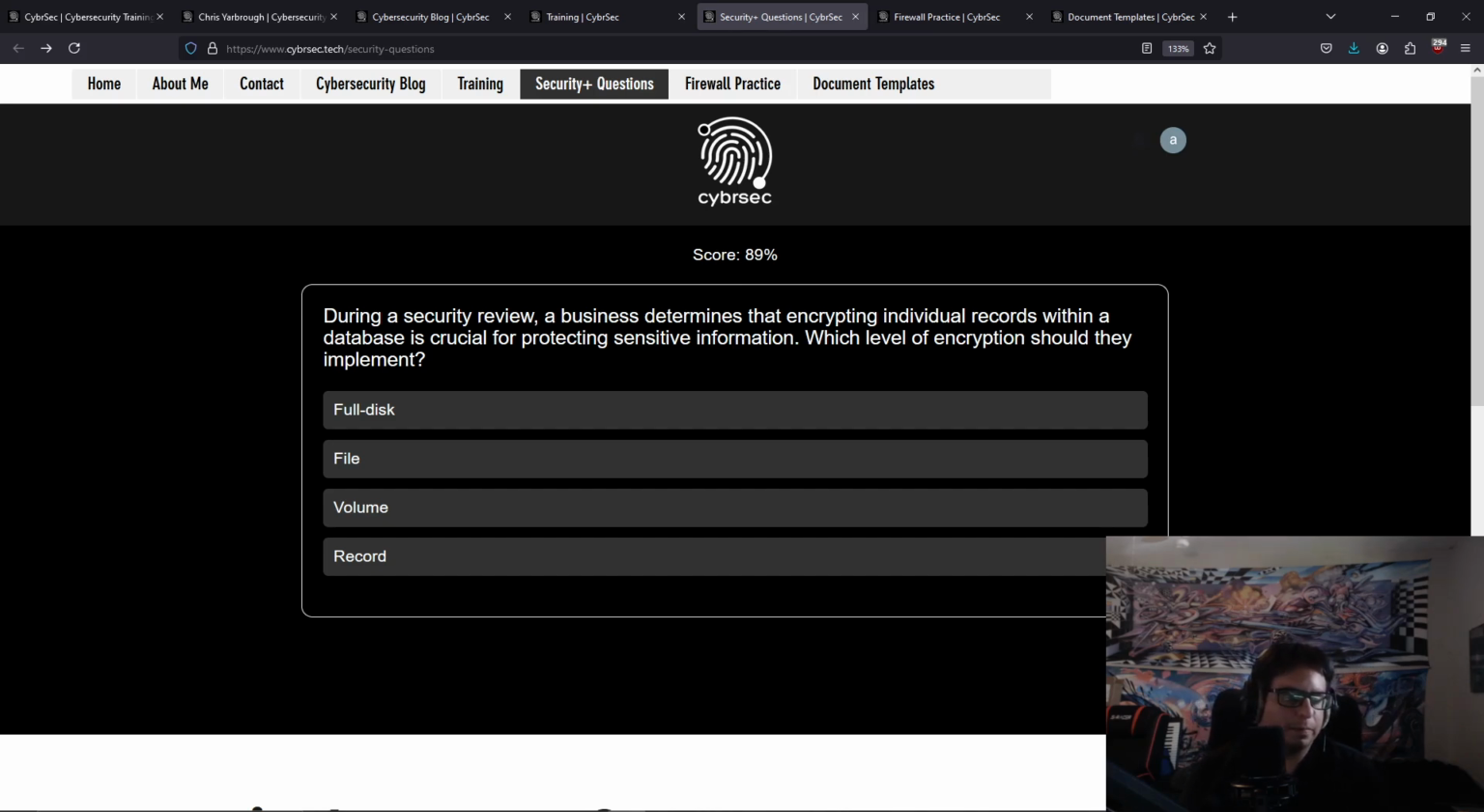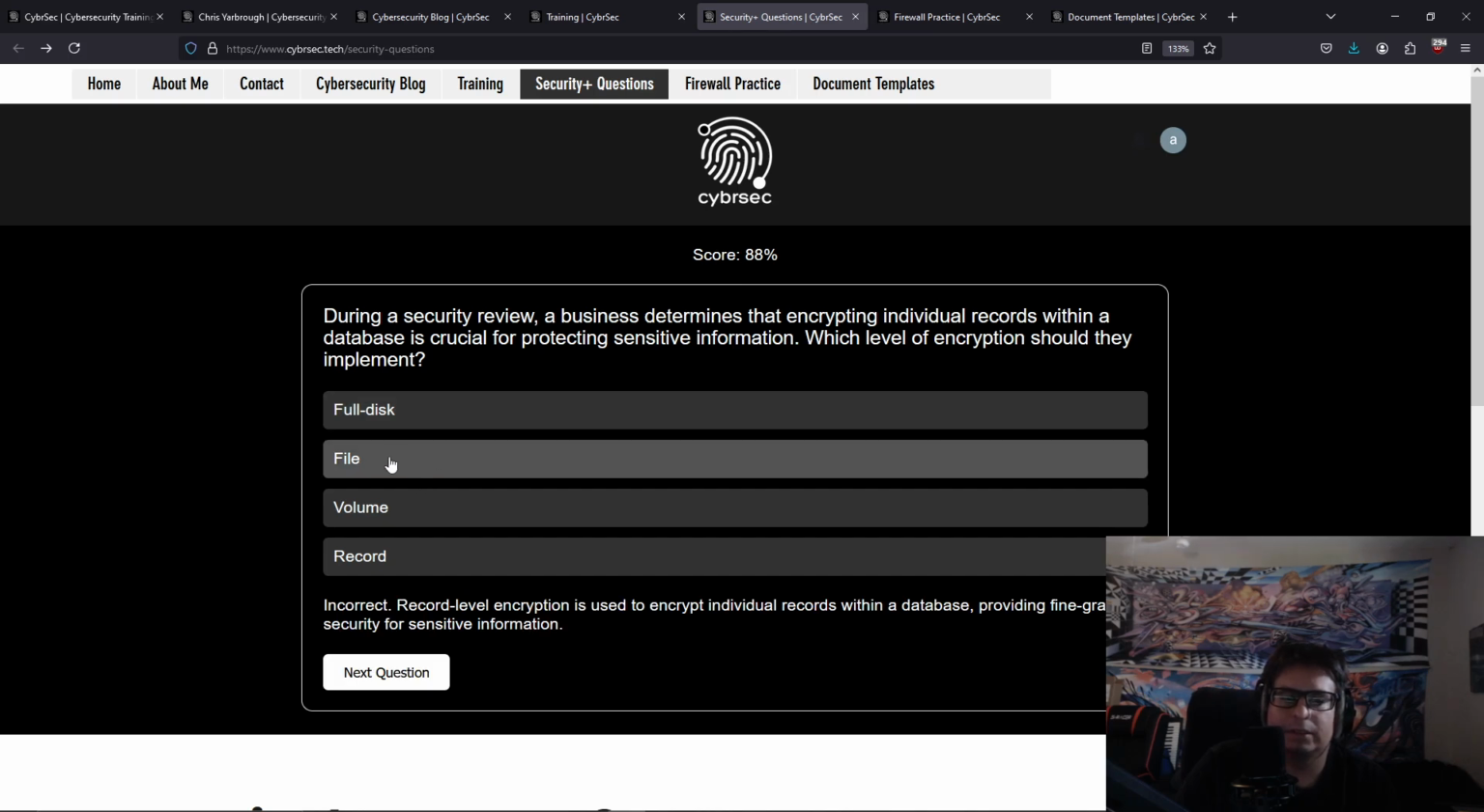During a security review, 42 minutes. During a security review, a business determines that encrypting individual records within a database is crucial for protecting sensitive information. Which level of encryption should they implement? Individual records within a database. So that's down to the file level. No? Record level. Of course.